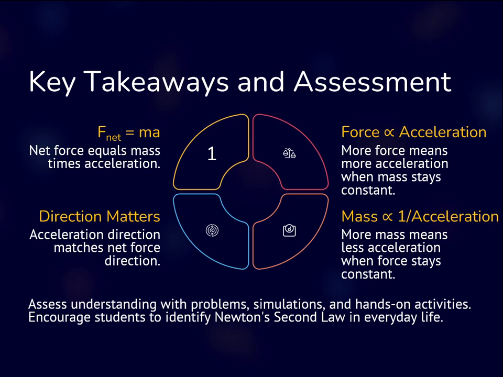So let's wrap up by summarizing everything that we've learned today about Newton's second law. The big idea is that force, mass, and acceleration are all related. Specifically, Newton's second law tells us that the net force acting on an object is equal to its mass times its acceleration. This is captured in the formula F is equal to ma.